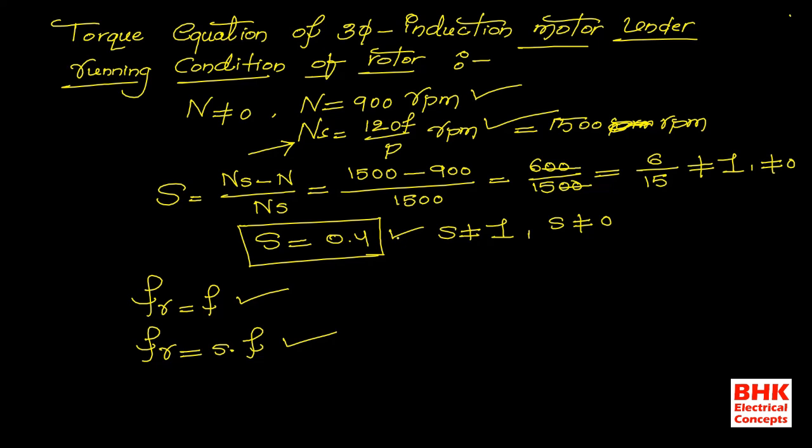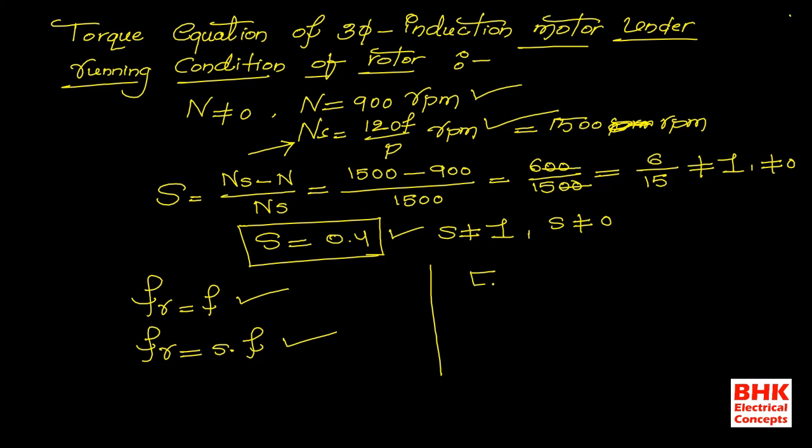So that is the reason why, under running condition of the rotor, you need to multiply the slip term S to all the frequency components. Okay, so under running condition of the rotor, we need to consider this slip for all the frequency components. So what are the frequency components which are available in the equivalent circuit diagram of an induction motor?